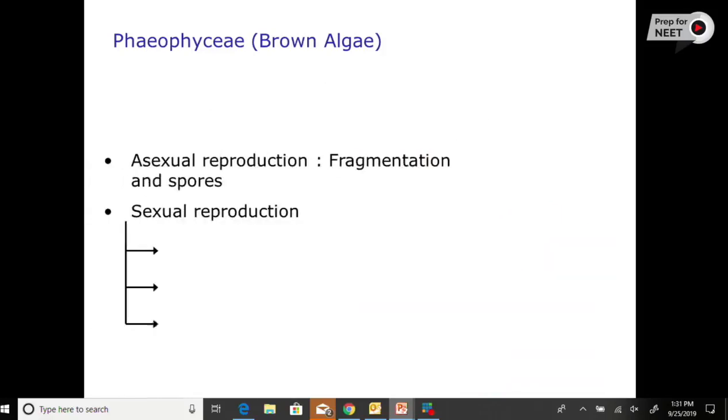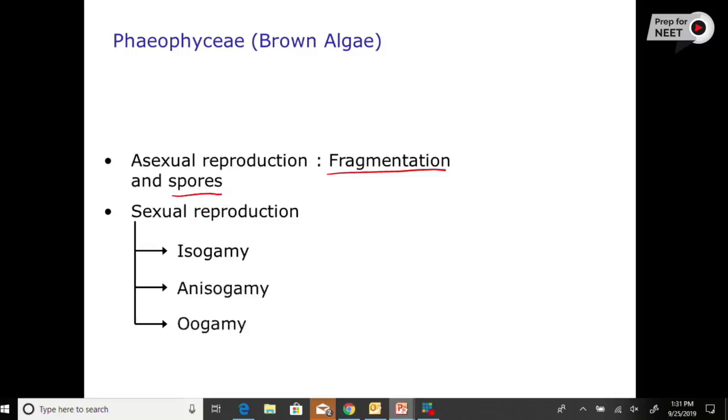Next, the reproduction of this alga can be by sexual or asexual mode. Asexual reproduction can be by fragmentation, where a part of the alga breaks from the parent plant, and wherever it falls, it forms a new alga, or by dissemination of spores. Sexual reproduction can be done by isogamy, anisogamy and oogamy.